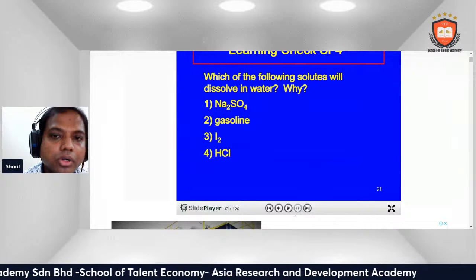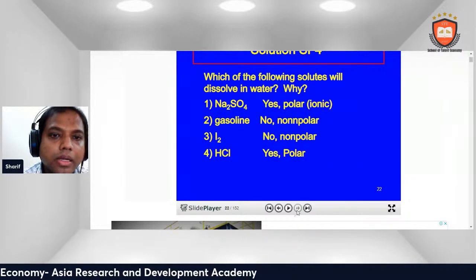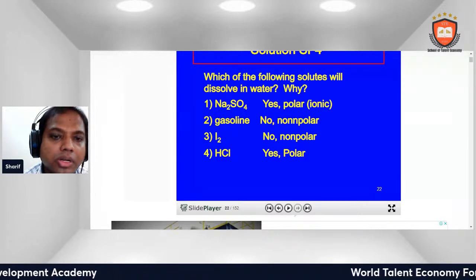Which of the following solutes will dissolve in water? Na2SO4, yes, polar. Gasoline, no, nonpolar. I2, no, nonpolar. HCl, yes, polar.